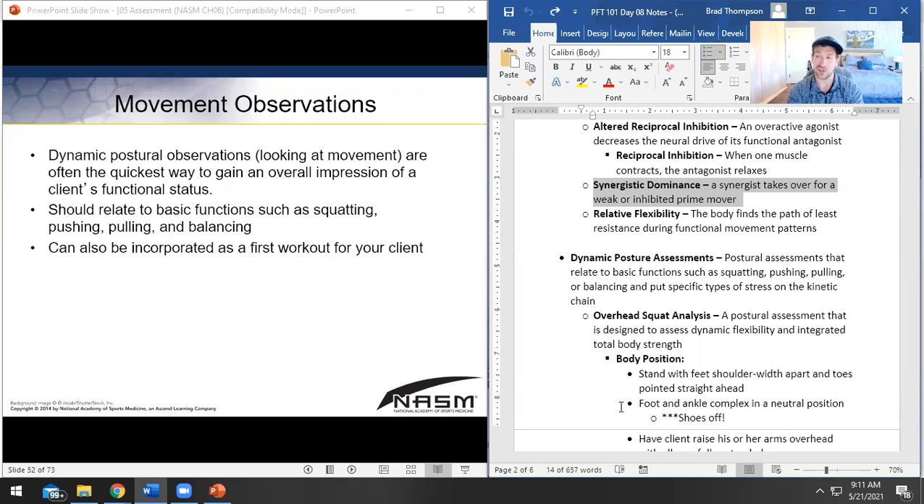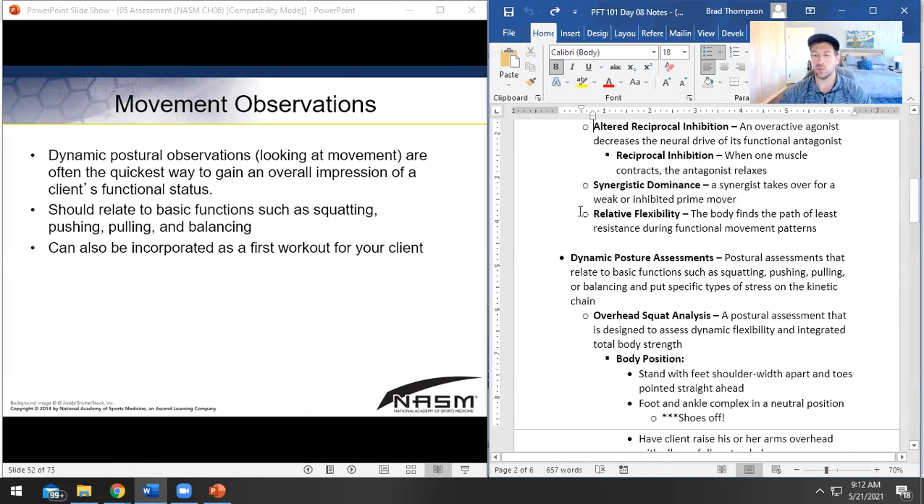You end up with synergistic dominance, which is where a synergist will take over for a weak or inhibited prime mover. So now we've got one muscle on one side of the joint that's pulling and inhibiting our agonist. We've got a helper muscle that's coming in that's not really helping, it's in fact taking over, and that's not good either. So now we have altered reciprocal inhibition and synergistic dominance, and that's going to lead to us moving the wrong way.